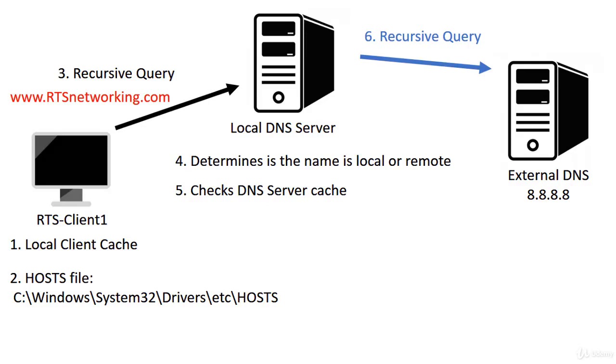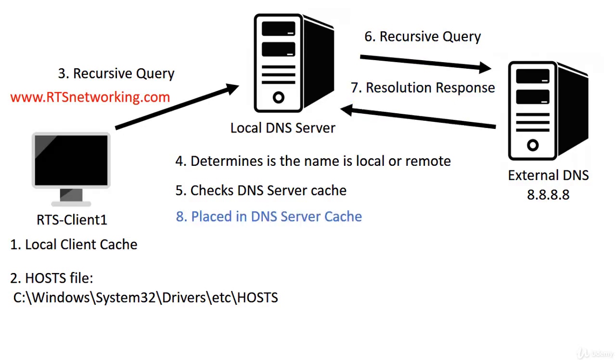When it resolves that name, at step 7, it will send that resolved name back to the local DNS server. The local DNS server will take that name, place it in cache. At step 9, my local DNS server sends that resolved name back to the client. Now the client has the IP address that rtsnetworking.com resolves to.